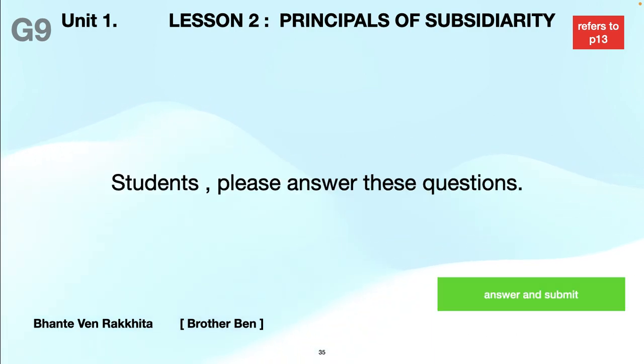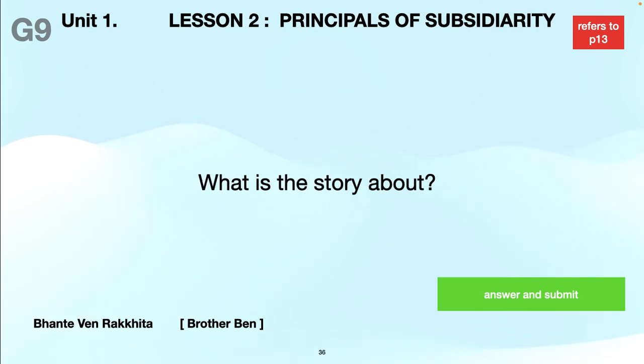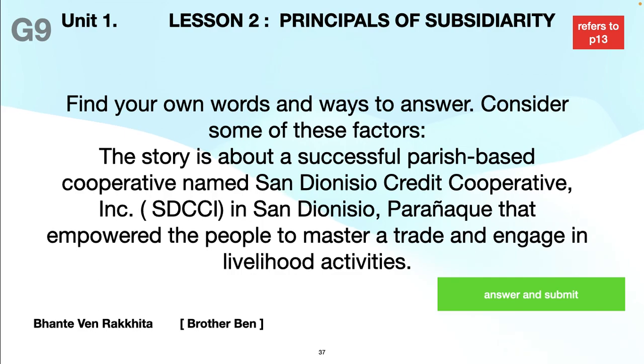So, questions. You have four questions here that aren't found in the book on the PDF. What is the story about? Use your own words to describe it, even though I'm going to give you a guideline here. Write it in your own way. Consider some of these factors: the story is about a successful parish-based cooperative named San Dionisio Credit Cooperative, Inc., SDCCI, in San Dionisio, Parañaque, that empowered the people to master a trade and engage in livelihood activities.